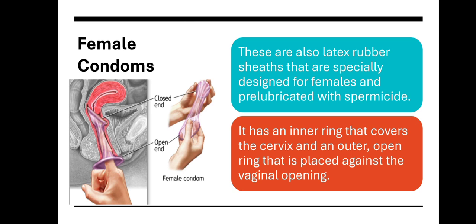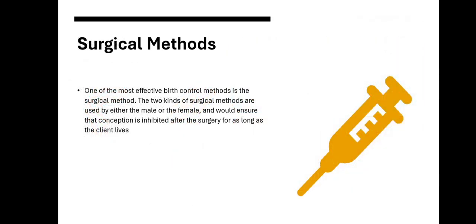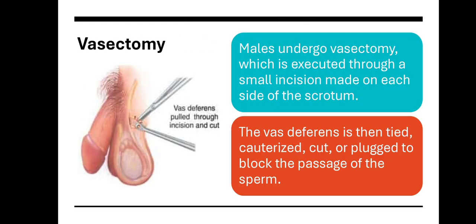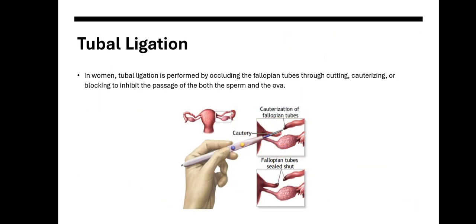Surgical methods. One of the most effective birth control methods is the surgical method. The two kinds of surgical methods are used by either the male or the female, and would ensure that conception is inhibited after the surgery for as long as the client lives. Vasectomy. Males undergo vasectomy, which is executed through a small incision made on each side of the scrotum. The vas deferens is then tied, cauterized, cut, or plugged to block the passage of the sperm. Tubal ligation. In women, tubal ligation is performed by occluding the fallopian tubes through cutting, cauterizing, or blocking to inhibit the passage of both the sperm and the ova.